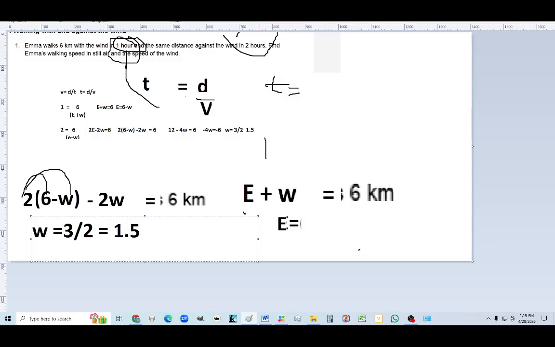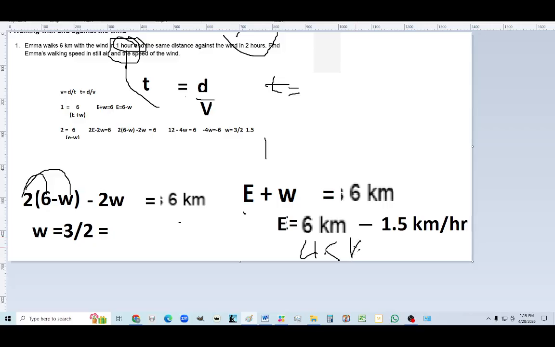Since we're working in kilometers and hours, and we were finding the wind speed, that's 1.5 kilometers per hour. Now that you have what W is equal to, you can go back to your very simple equation: E is equal to 6 minus W. Since we know what W is equal to, we can replace W with this. It doesn't matter that it's 6 kilometers. And then you get 4.5. Remember, it's a speed, kilometers per hour. So we've discovered Emma's speed and the wind speed.